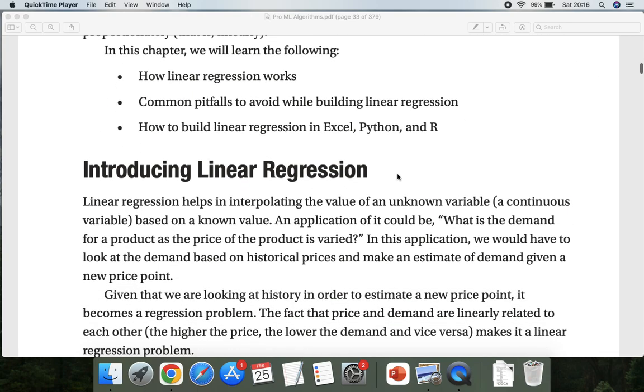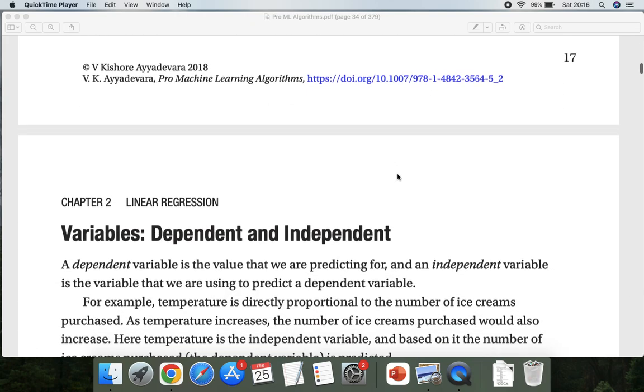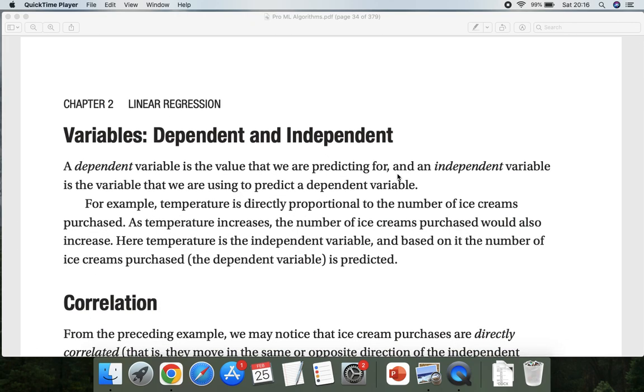So let's go through some basic terminologies first. There are certain terminologies which are very crucial to this topic and every other topic, in fact. So the first one is dependent and independent variable. Dependent variable is the variable or value that is predicted, and independent variable is the variable or value that we use to predict the dependent variable.